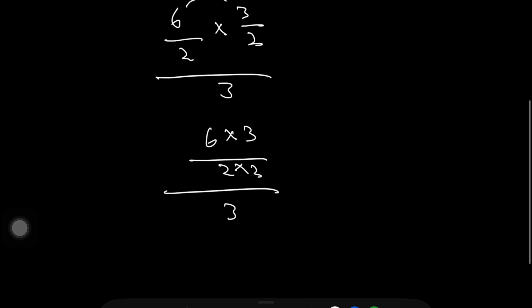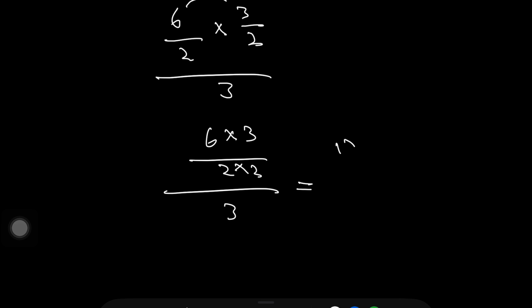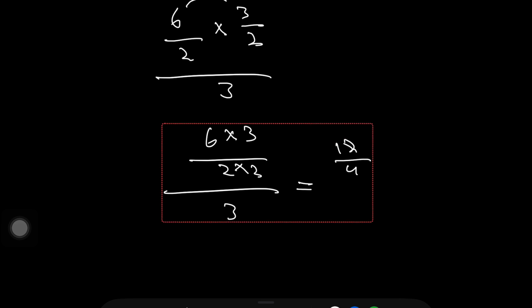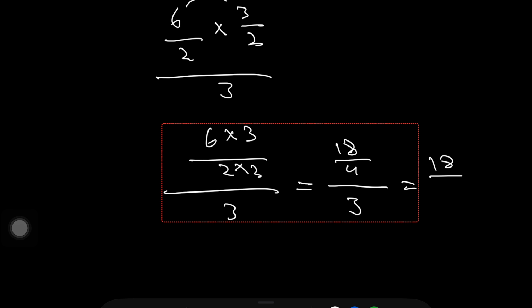Now 6 multiply 3 is 18, divided by 2 multiply 2 is 4. Okay, and divided by 3. Now we can write here 18 divided by 4 multiply 3. Okay, this is the place change. 18 divided by 4 multiply by 3.